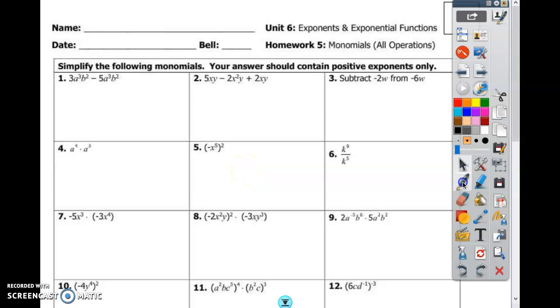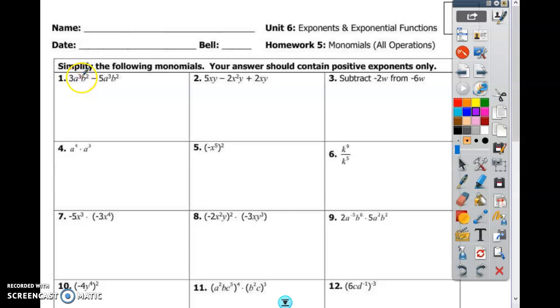Okay, so today we're going to be reviewing everything that we've been learning so far based on laws of exponents and just simplifying anything that has exponents like monomials. So for instance, on problem number 1, if you look at these two, do they look the same?